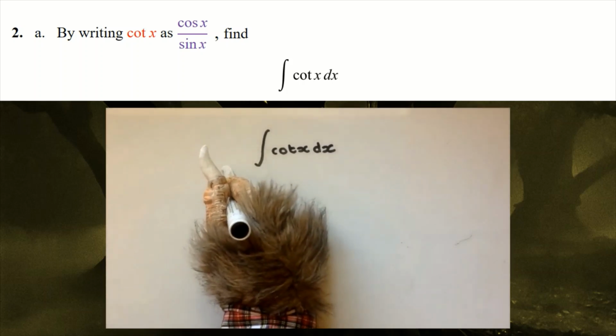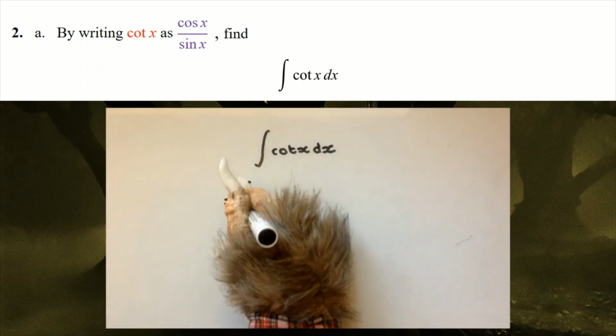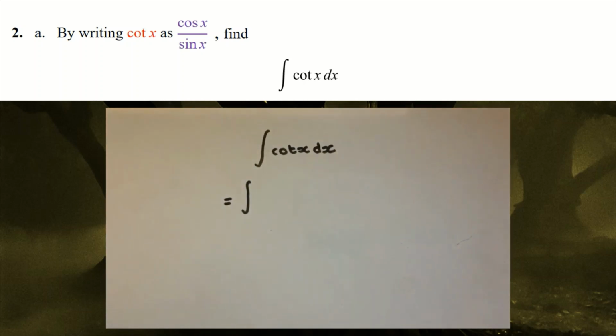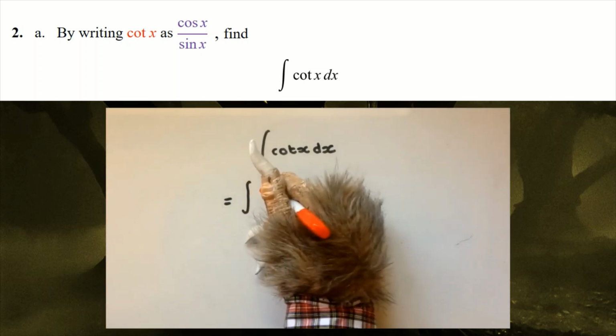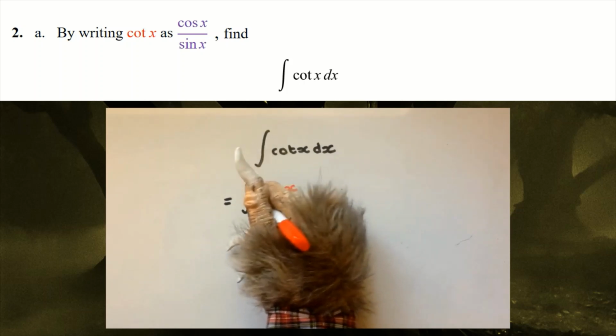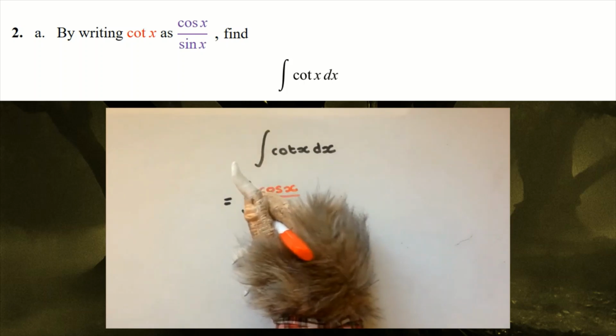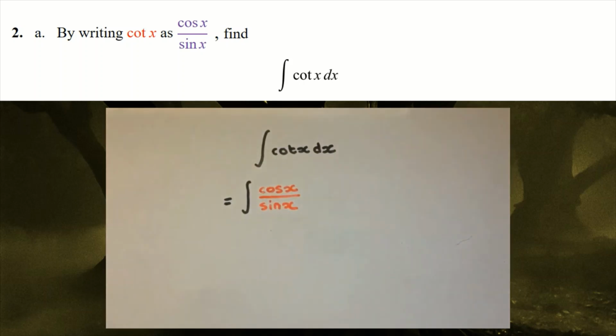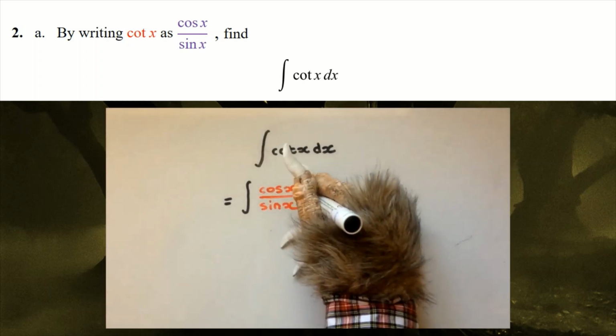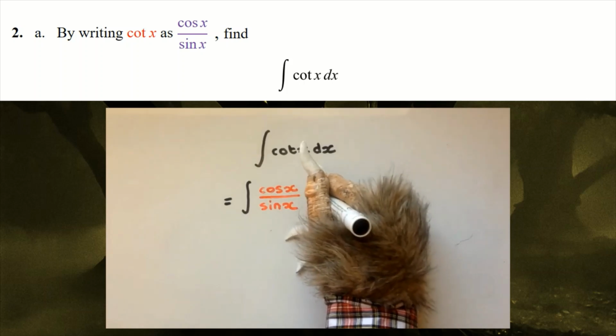So this is equal to the integral, and I'll do it in red just to really emphasize this. So it's the integral of cos x over sin x. Remember, of course, tan x is sine over cos. And this is all with respect to x, so that's dx, like so.